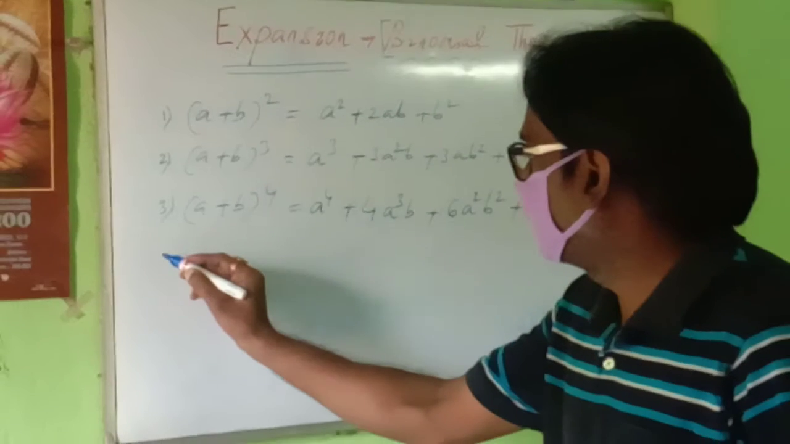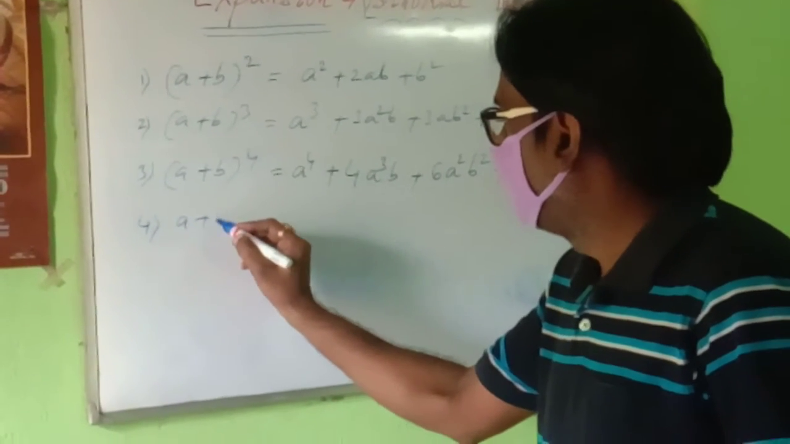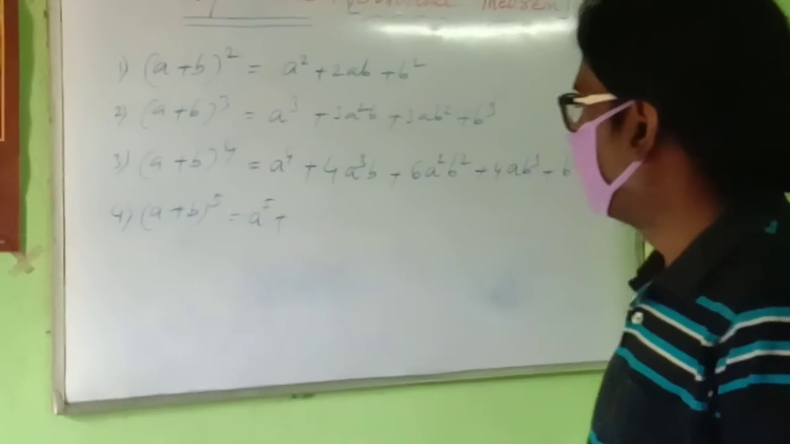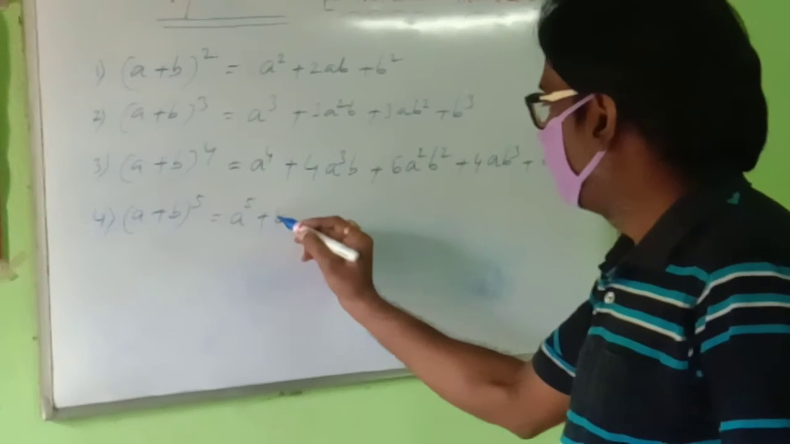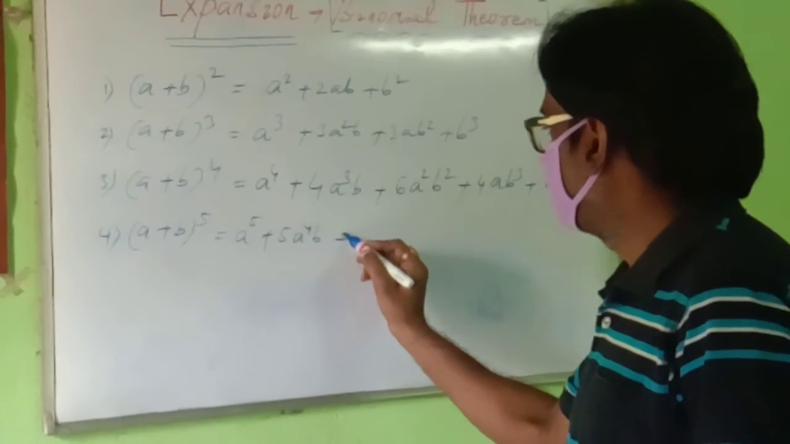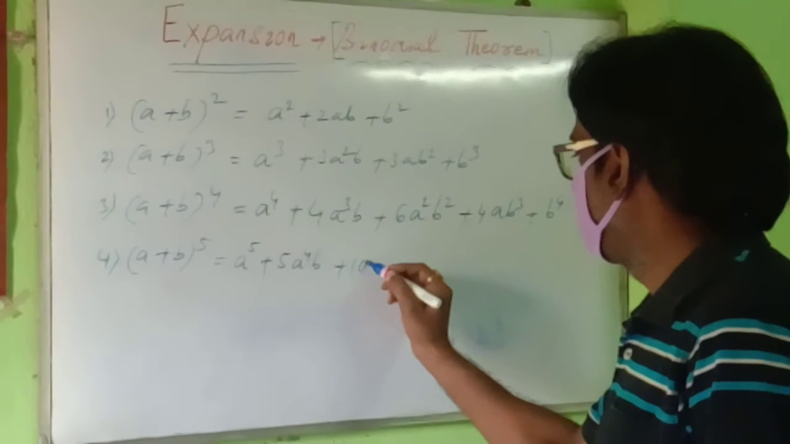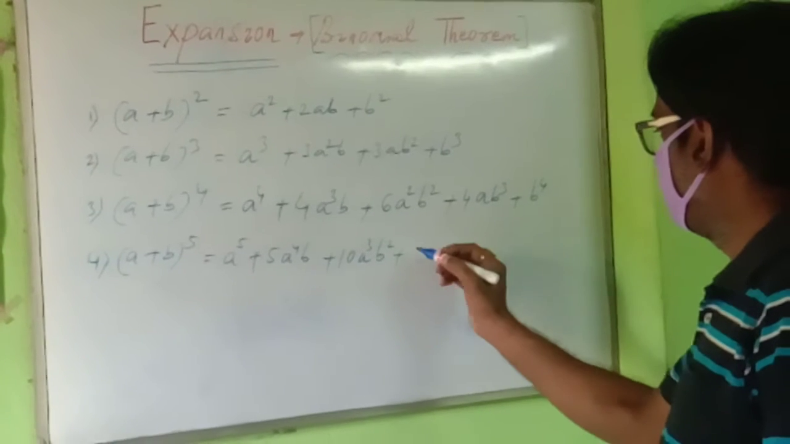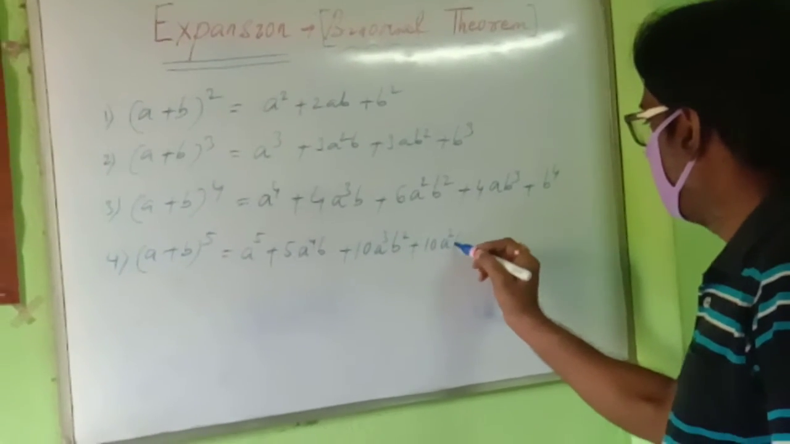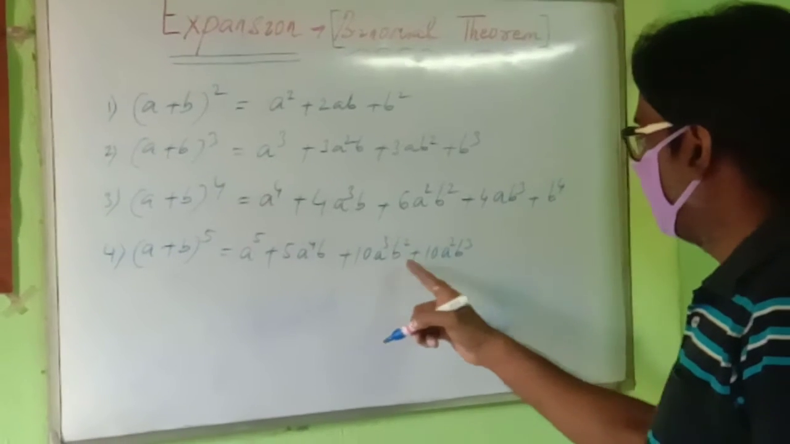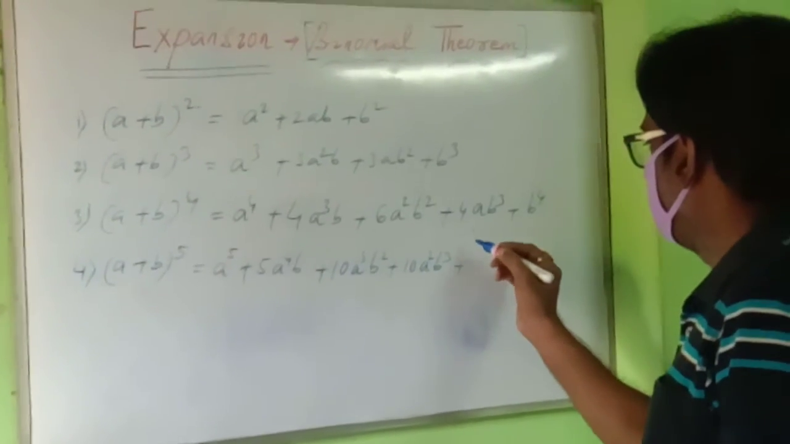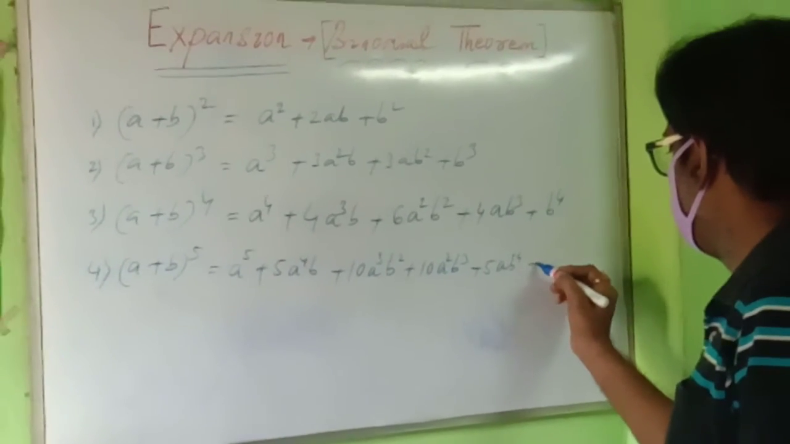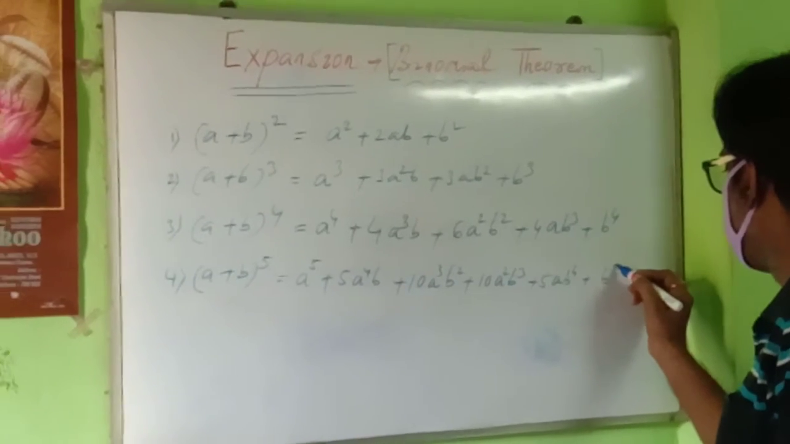Okay, same process, tell me, a plus b whole to the power 5. So first it will be a5. Next it will be 4 plus 1, 5, a to the power 4 b. Next it will be 4 plus 6, 10, a cube b square. Next it will be 6 plus 4, 10, a square b cube. Power of a decreasing, power of b increasing. And next it will be 4 plus 1, 5, a b4. Next it will be b5.